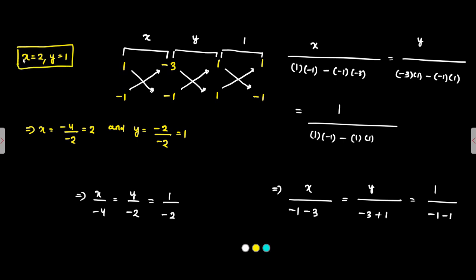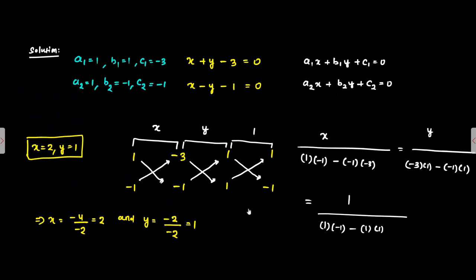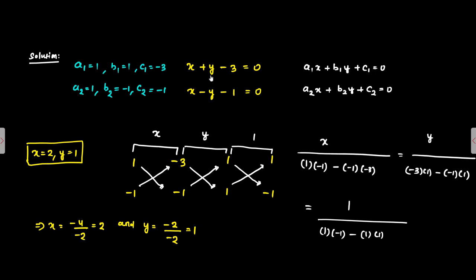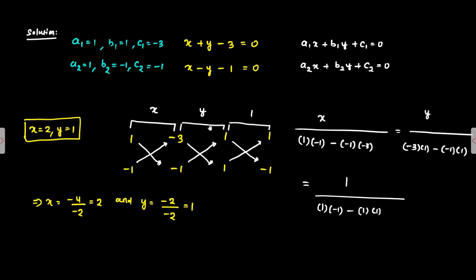So we started with a simple example, just to demonstrate how this cross multiplication method works. Now in this question we could have easily applied substitution and elimination method, and quickly, just by looking at the equation, we can say that the two values are x is equal to 2, y is equal to 1. But just to demonstrate cross multiplication method, I use this.